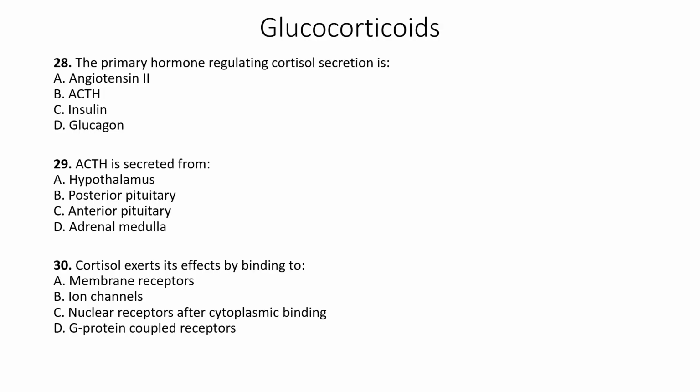Great. So I've got the correct answer here. Good job. It is indeed option C, which is nuclear receptors after cytoplasmic binding. So what does that mean? Essentially, there is an intracellular receptor mechanism involved here, right? Cortisol itself is quite lipid soluble, because we learned about how these steroid hormones are quite lipid soluble. And so therefore, cortisol actually diffuses through the plasma membrane.